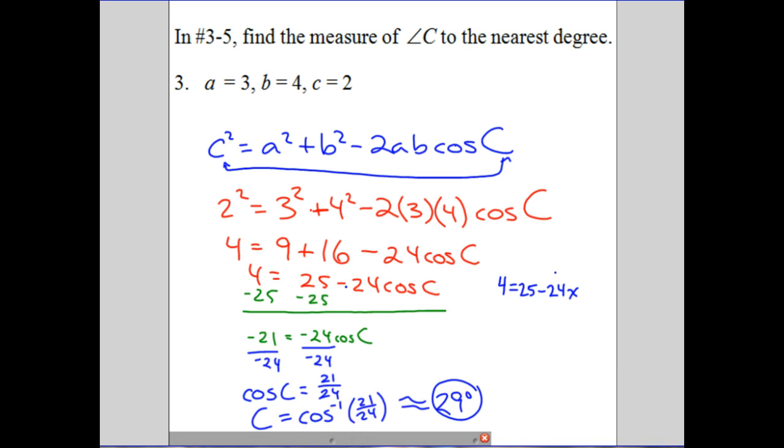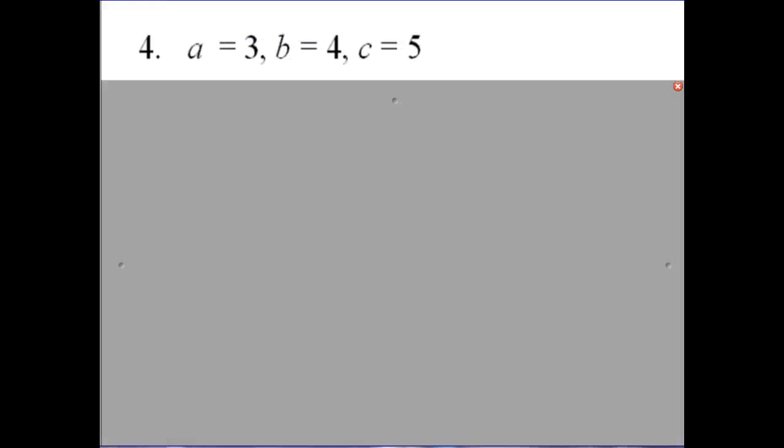At this point, I think I've given you enough background to be able to work out questions 4 and 5. I want you to pause this recording, work out angle C in question 4 and question 5 on your own, get your answers, and then play the recording just to check it. I'm just going to go very quickly through and show the answers for those.